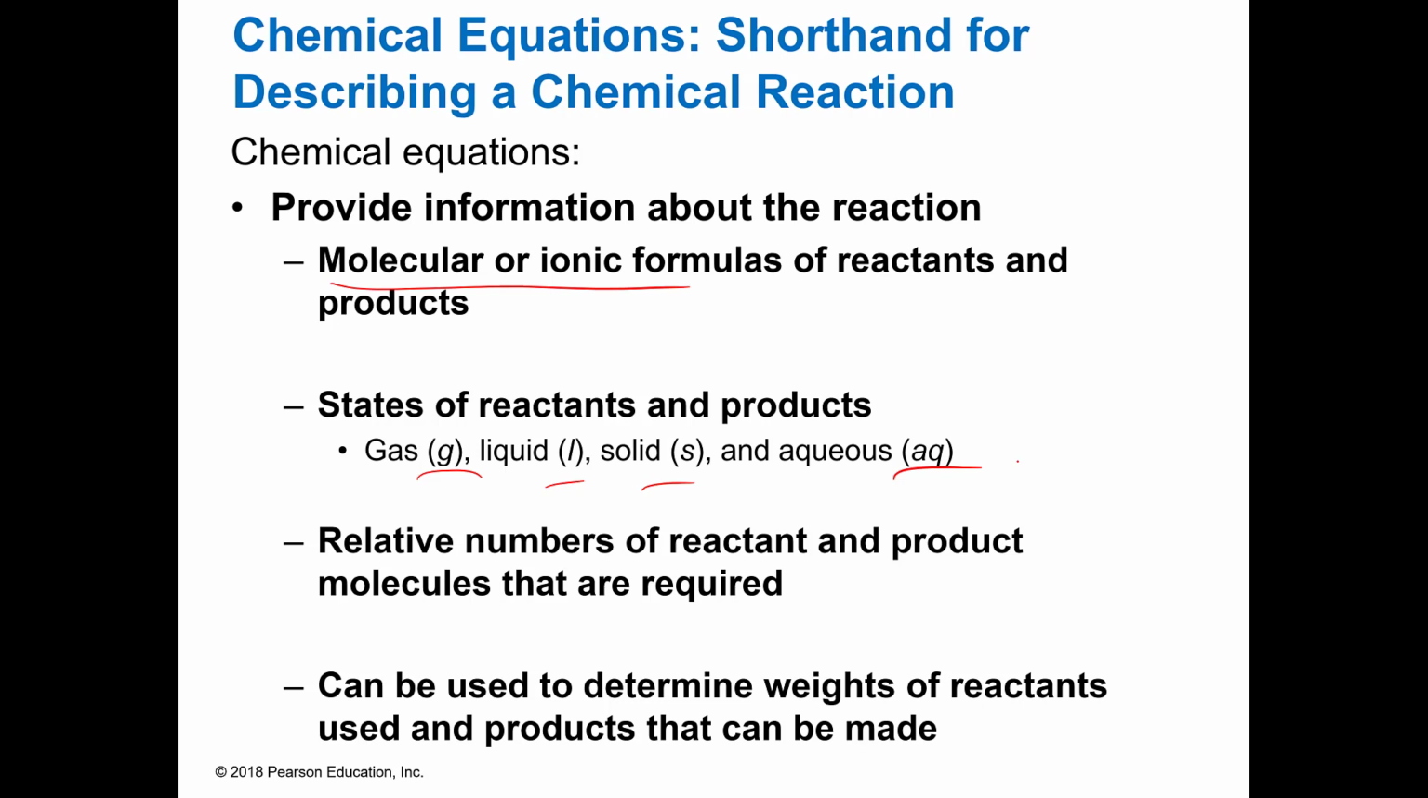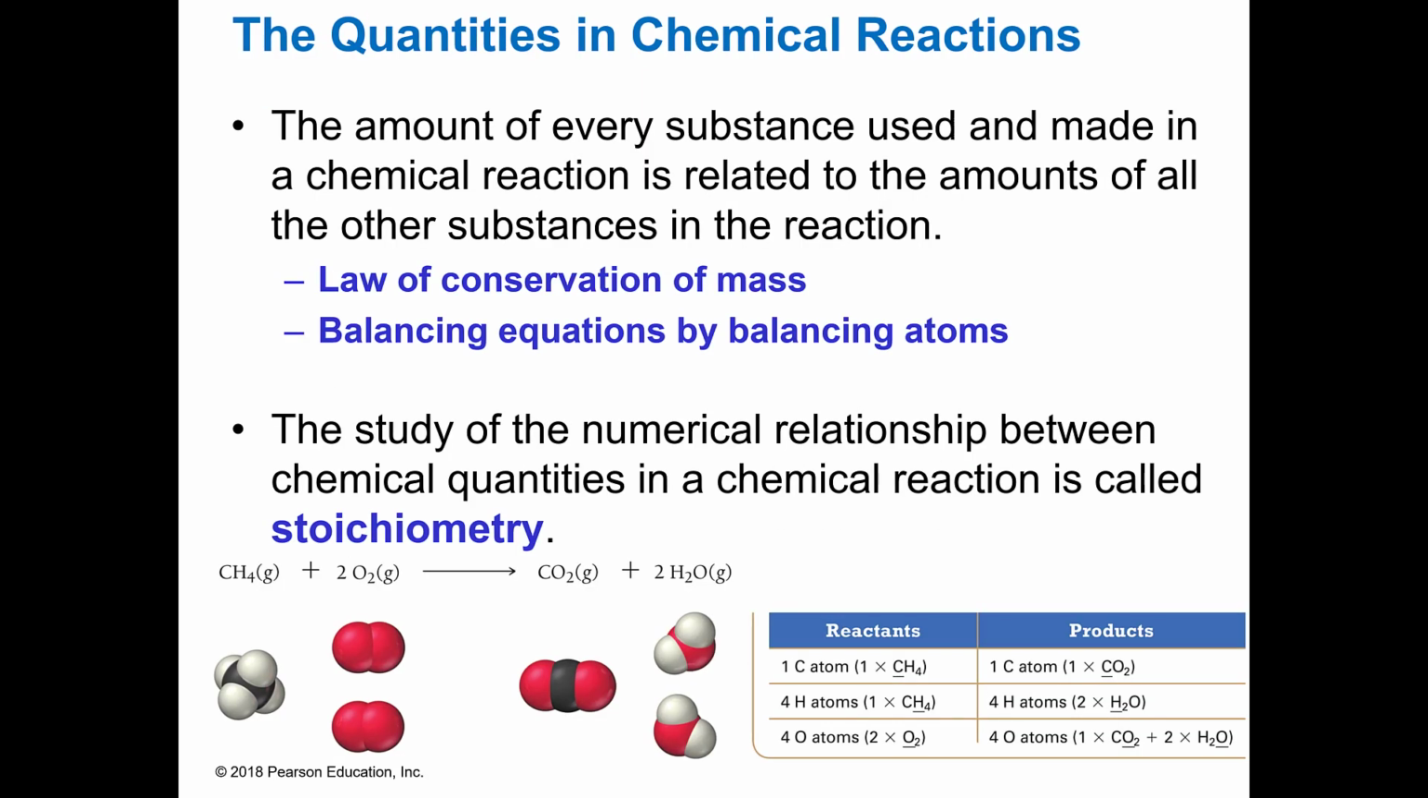We put the relative number of molecules that are required, and this is synonymous with moles, so you can consider that to be the number of moles that are required. And then we use that to determine the weights of the reactants. This is what engineers call a mass balance. We have to use the molar ratios that they are reacting by to figure out how many pounds or kilograms or whatever we started with and we ended with.